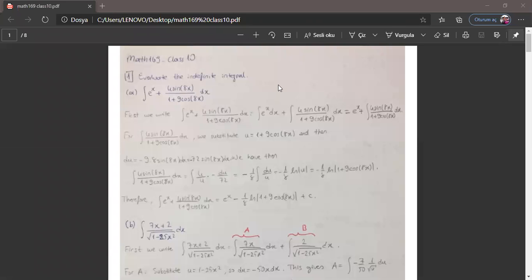So this is class 10. The subject of this class is the same as the previous one. So here we have indefinite integrals. Okay, we're given this one. We rewrite it as the sum of two integrals.